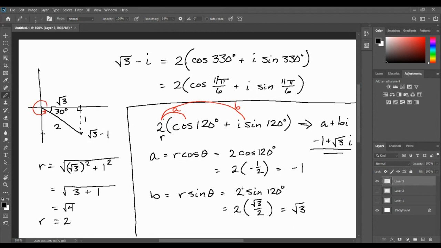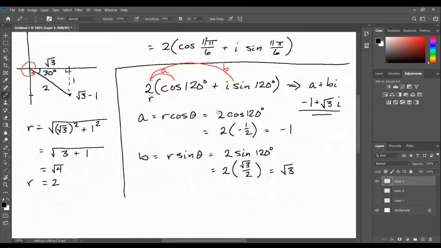So we can convert back and forth from trigonometric notation to standard and vice versa. Do we have any questions on that?